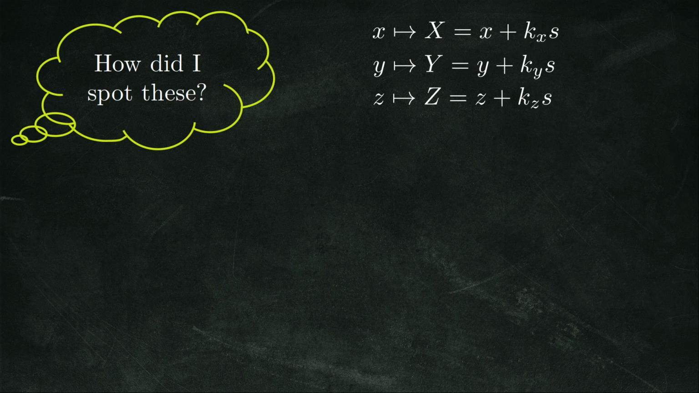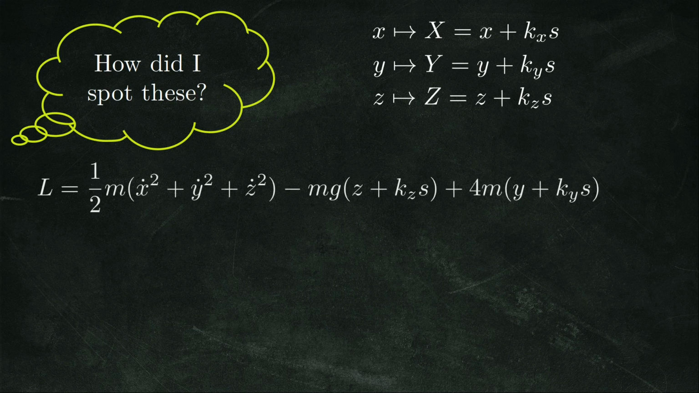So let's substitute these new coordinates into the Lagrangian we had. We do that. In all the cases, the kinetic energy is unchanged, and then I've replaced z and y with the new values, or the new coordinates. And then I require that the derivative of the Lagrangian with respect to s equals 0. And if I differentiate this with respect to s, I get this expression here. I'm going to need this to be 0.